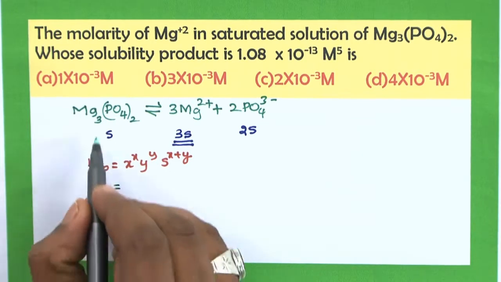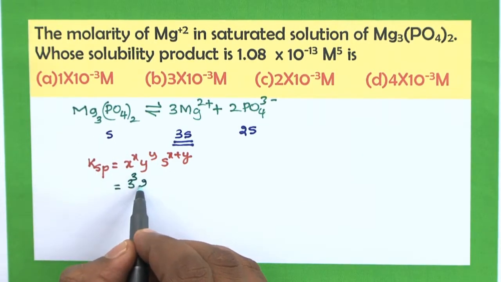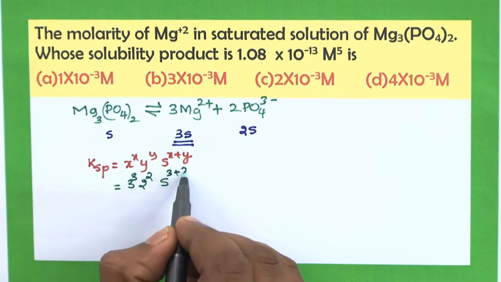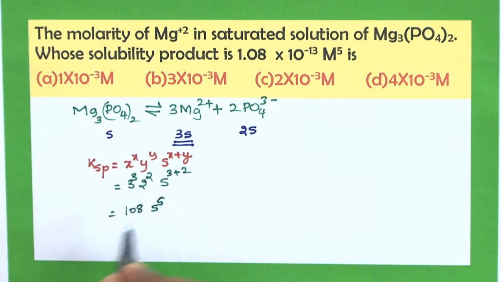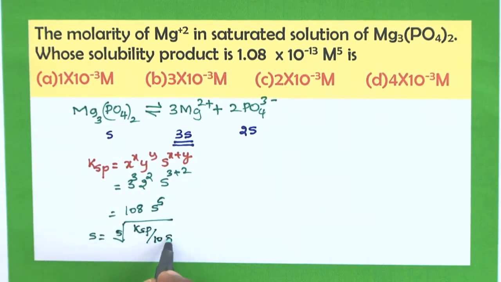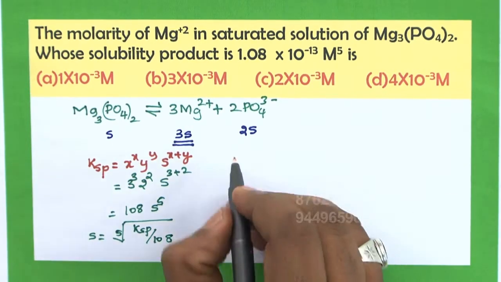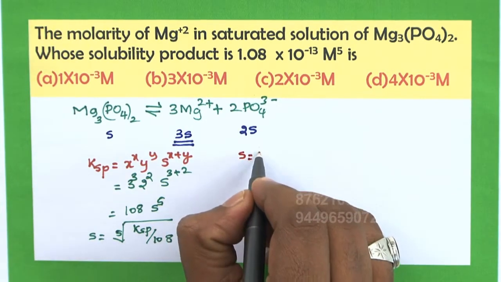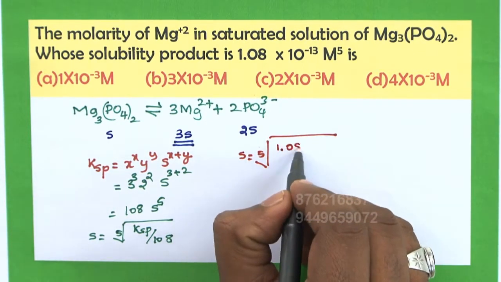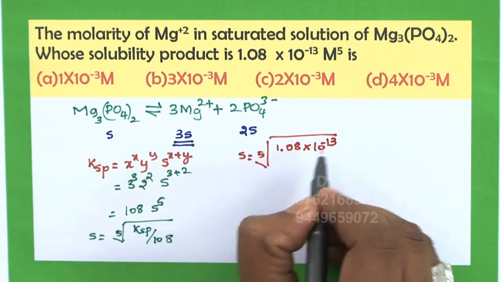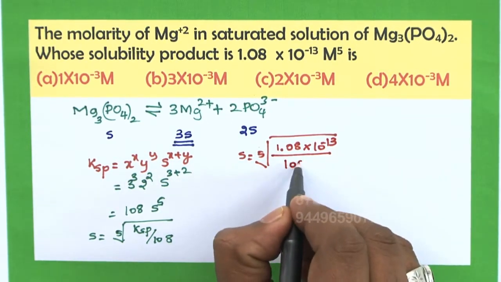That will be equal to 3 raised to 3, 2 raised to 2, s raised to 3 plus 2. That will be 3 into 3 into 3 is 27, into 4 that is 108 s raised to 5, or s is equal to fifth root of Ksp divided by 108. So s is equal to fifth root of Ksp value given, 1.08 into 10 to the power minus 13, divided by 108.